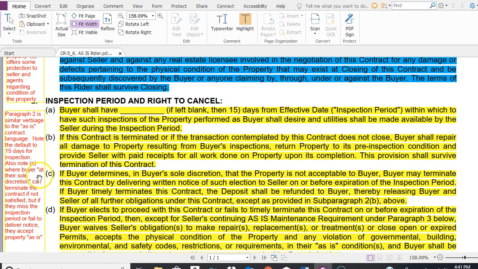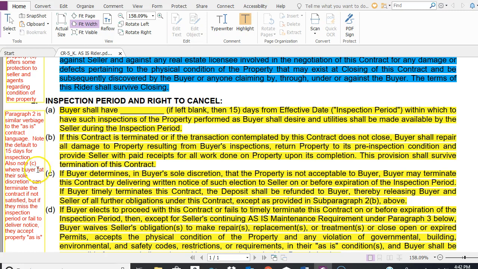Also note C, where buyer, at their sole discretion. So here, this just talks about if the contract is terminated, the buyer shall repair everything back to where it was. If it doesn't go to closing, and the buyer's inspector tore holes in the wall to inspect, then they need to repair that, okay? And if it goes to closing, then that's the buyer's issue anyway, they own the property.